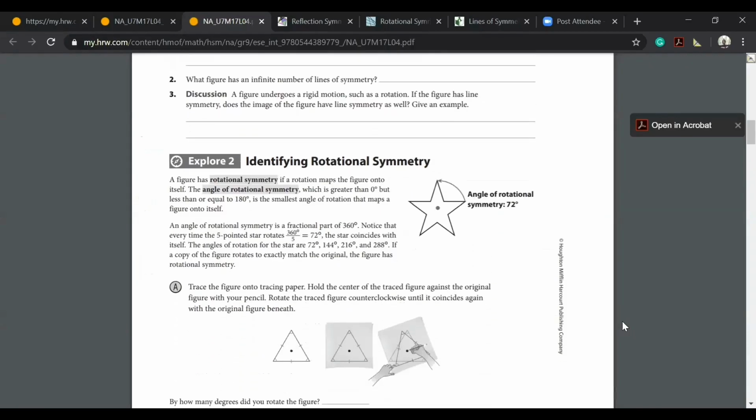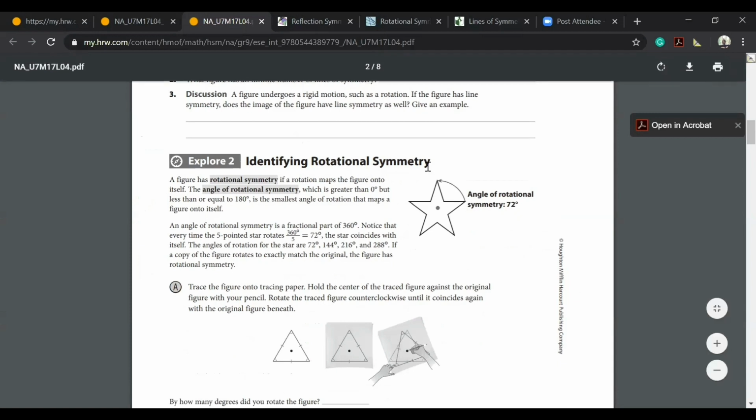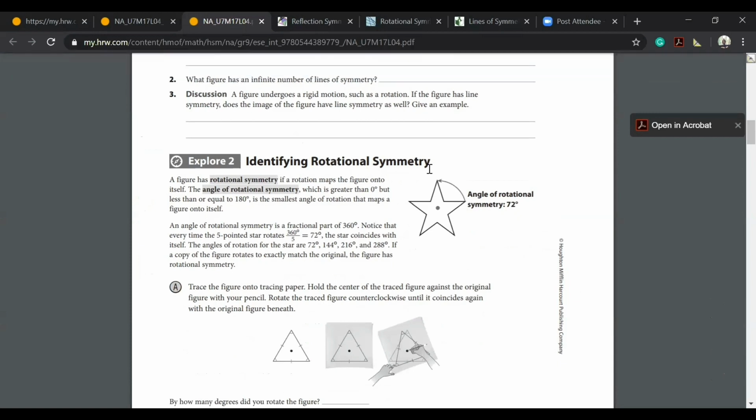We are going to explore two, identifying rotational symmetry. For now, we understood what a line symmetry is, or reflection symmetry, which is a line passing through your object that can divide it into exactly 2 equal halves. What about rotational symmetry? Rotational symmetry comes from the word rotation, from the rigid motion rotation. When I give you a figure, can you think about a rotational movement that, if you do it to your figure, will make your figure the same?